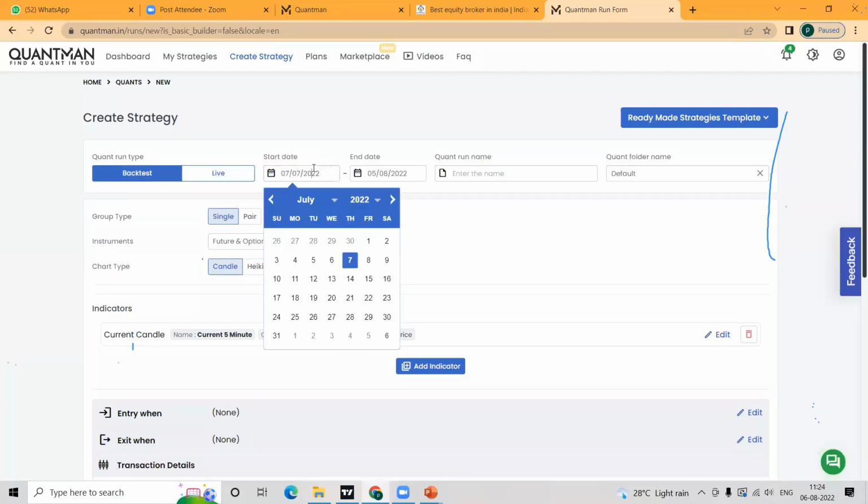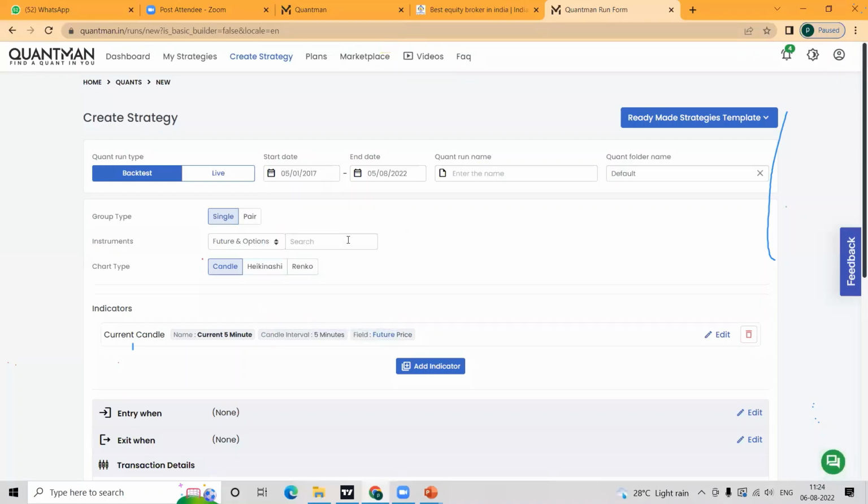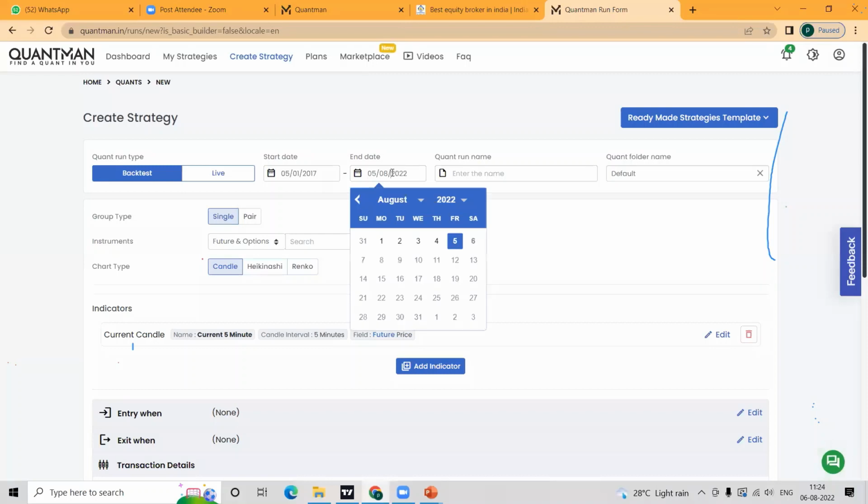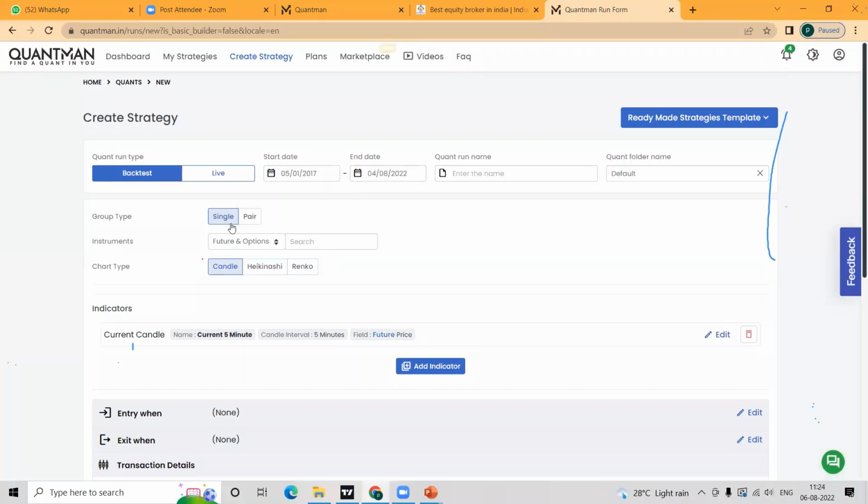We have the data from 2017 onwards. So click 2017, from the January month itself. For the end date, until yesterday. Maybe we will select Thursday also. For a single pair, futures and options, you can test whatever strategy you want. For example, Bank Nifty.